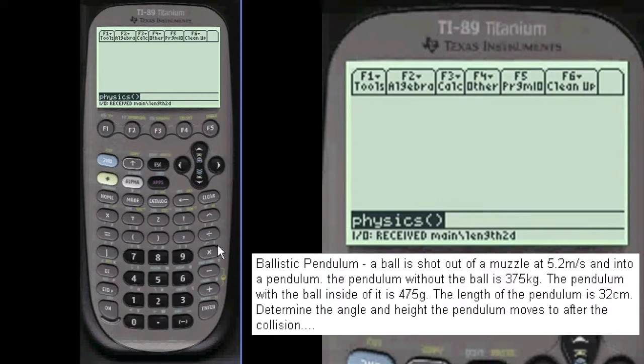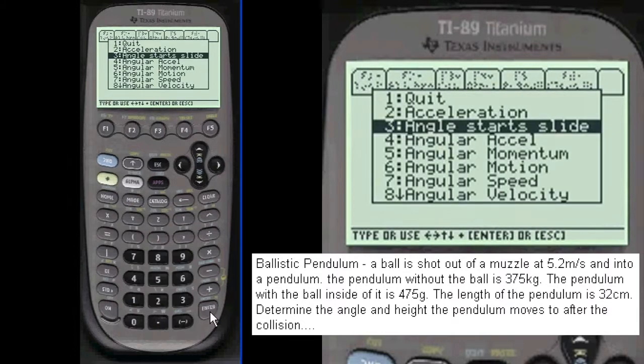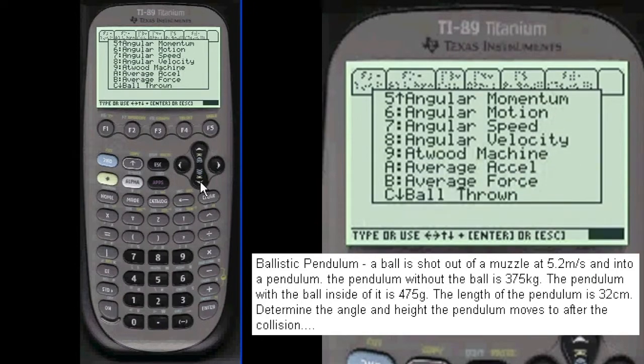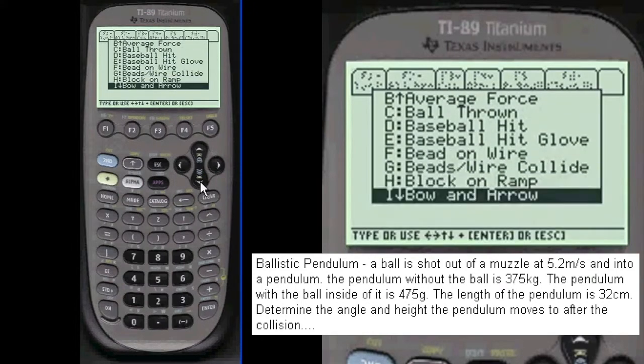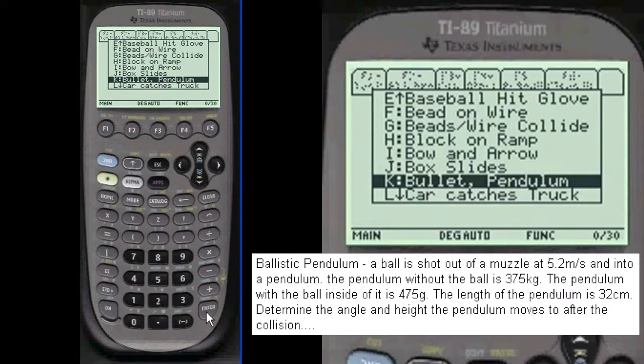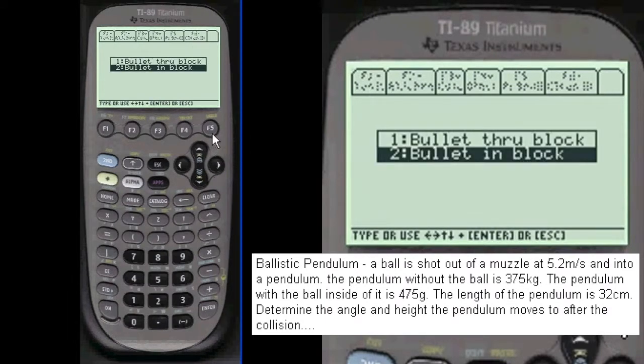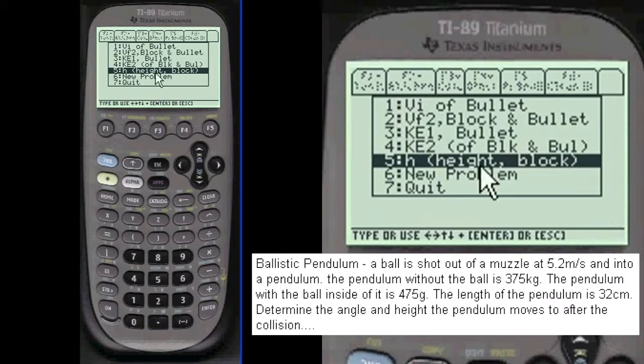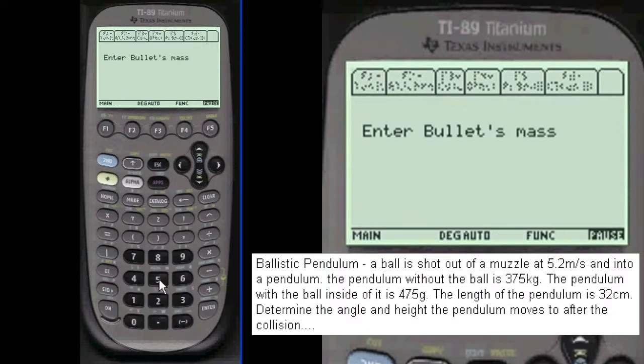Physics to get to my menu, and we're going to scroll down to bullet and pendulum. There it is there. And the bullet is embedded in the pendulum, so we're going to choose bullet in block. And we want to find the height of it. We're asked to find the height, so we're going to choose number 5.